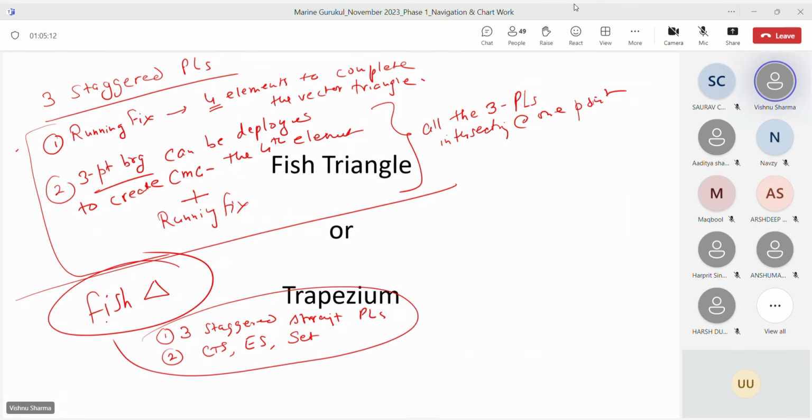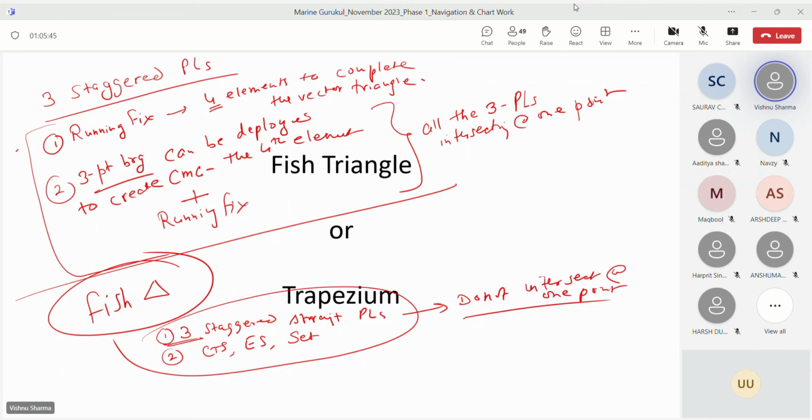And these PLs do not intersect at 1 point. So now 3-point bearing is out. So 3 staggered PLs, 3 elements given, not intersecting at one point. So obviously 3-point bearing cannot be deployed. Then you will consider the fish triangle. So is it clear when the fish triangle is to be used, beta? Yes, sir. Okay.